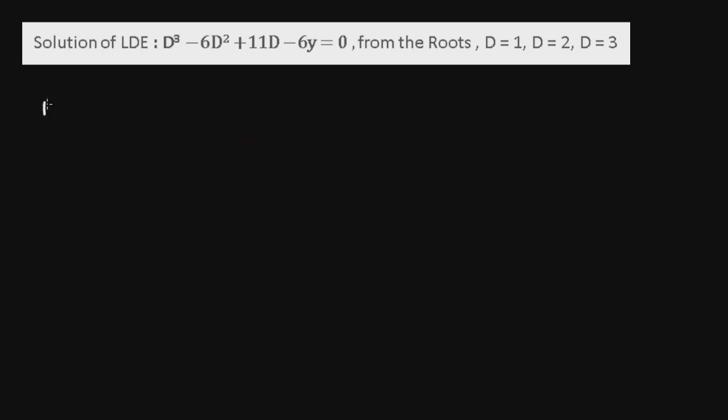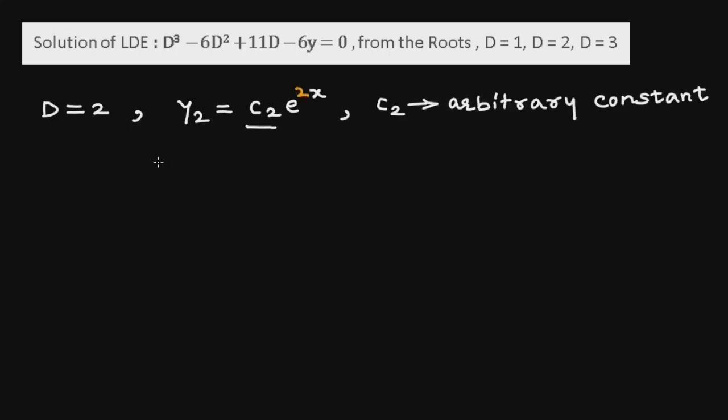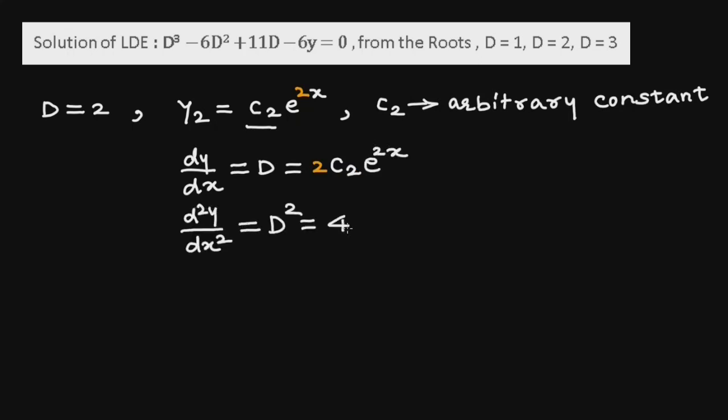For D equals 2, we write the solution y2 equals c2 e raised to 2x, where c2 is an arbitrary constant. After differentiation, dy by dx, D, is 2 c2 e raised to 2x; d2y by dx square, D square, is 4 c2 e raised to 2x; d cube y upon dx cube, D cube, will be 8 c2 e raised to 2x.